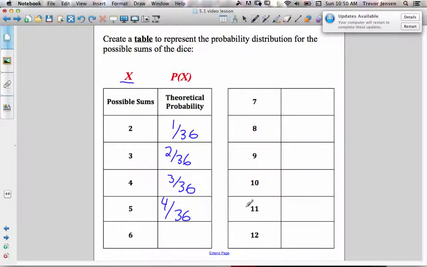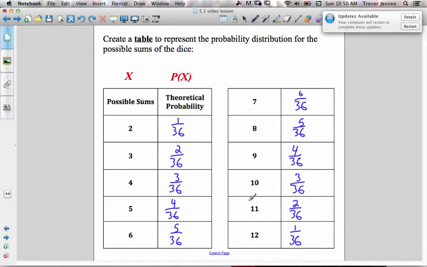figuring out all the possible outcomes, dividing it by the total number of possible outcomes, and this would be our completed probability distribution for the possible sums when you roll 2 die. And if you wanted to check and make sure you've done it properly, add them all together, make sure it equals 1. So they all have a common denominator, which makes it nice and easy to add them. So there's 1 plus 2 plus 3 plus 4 plus 5 plus 6 plus 5 plus 4 plus 3 plus 2 plus 1 equals 36 over 36, which equals 1.